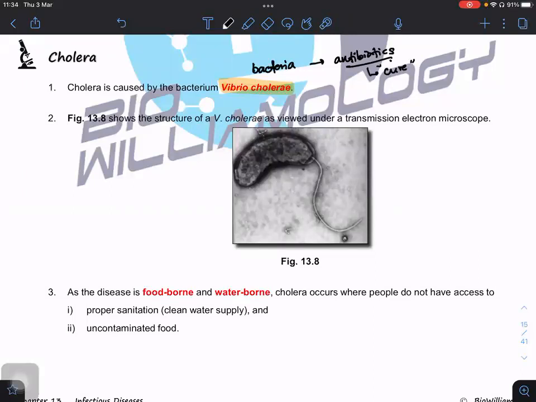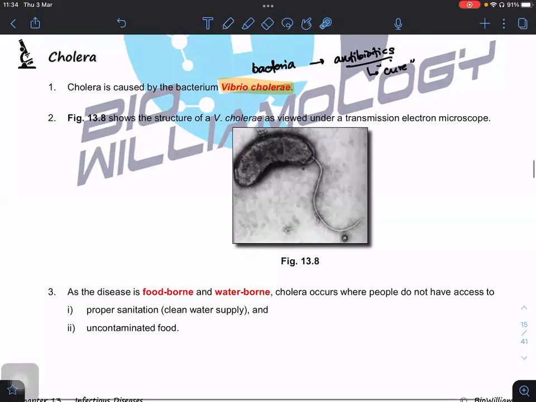Treatment means that we treat a symptom. Diarrhea, so we stop the diarrhea. Fever, we reduce the body temperature. Coughing, we stop coughing. But we don't remove the underlying cause. To remove the underlying cause, in this case, for example, cholera, we give antibiotics to kill the pathogen.